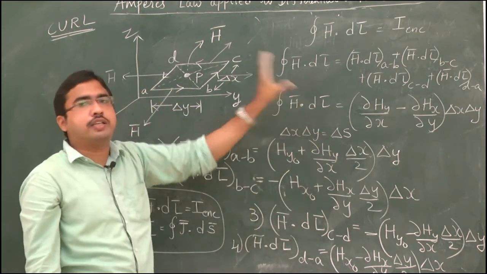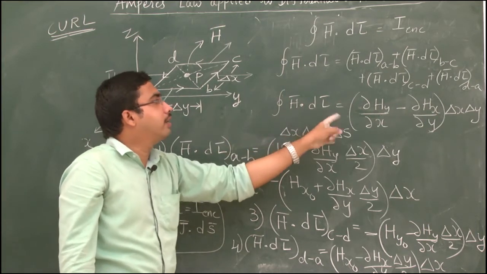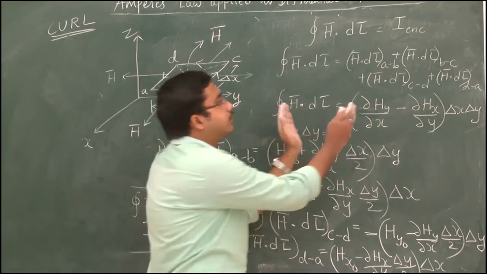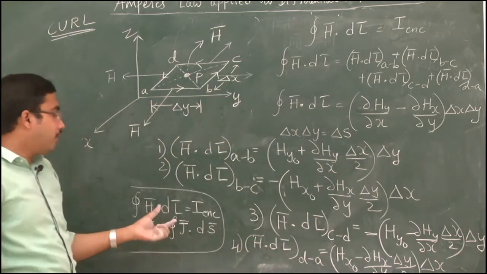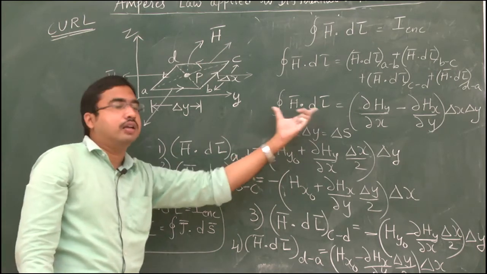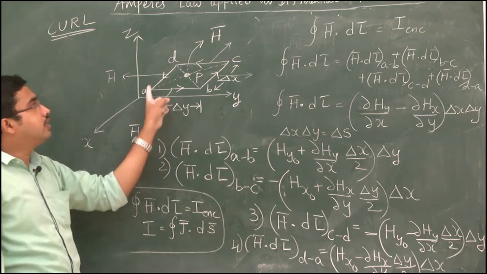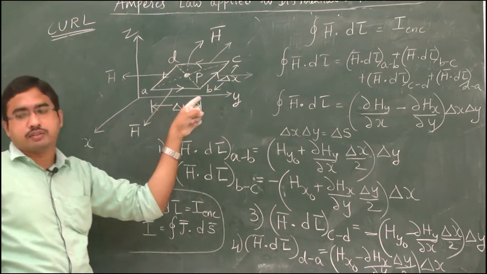Keep this expression like this. Total integral of h bar dot dl bar you have calculated. Keep this aside. Now you have calculated only the left hand side part, integral h bar dot dl bar. Still what is left? We should find the current I that is flowing in this Amperian path.